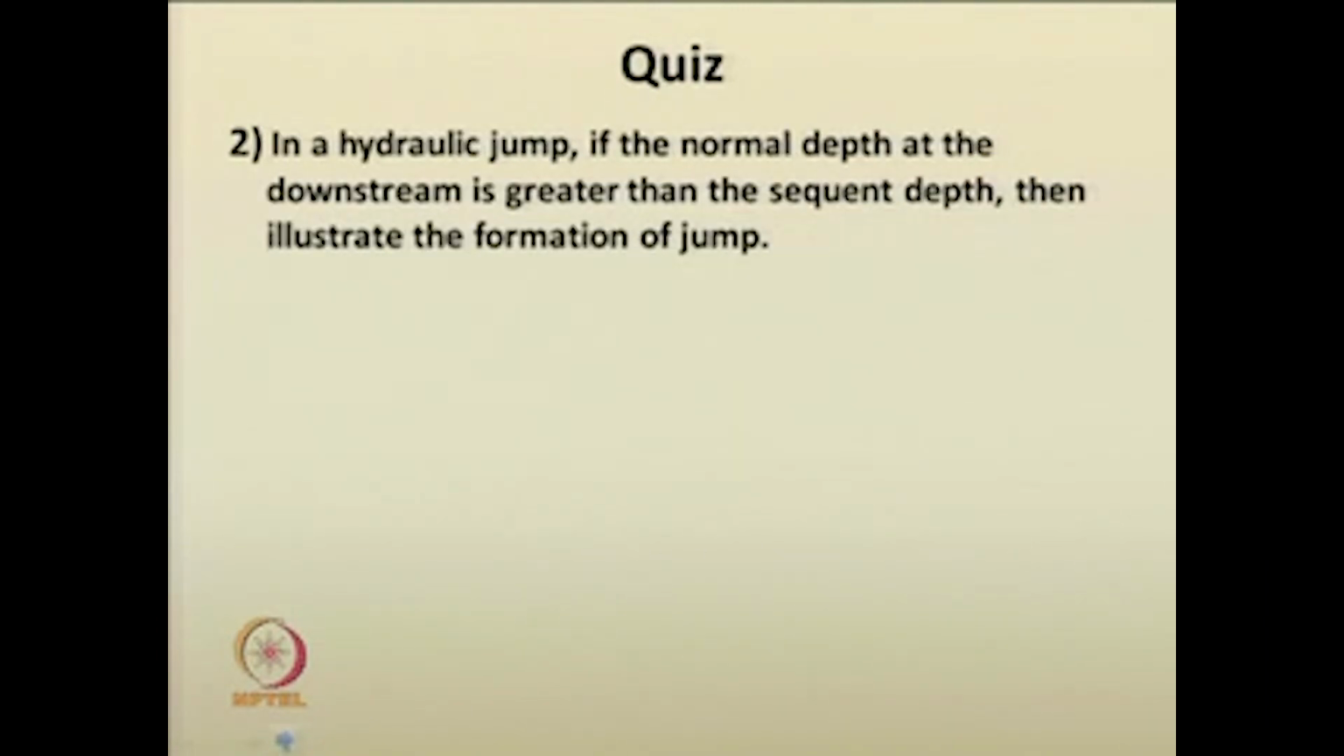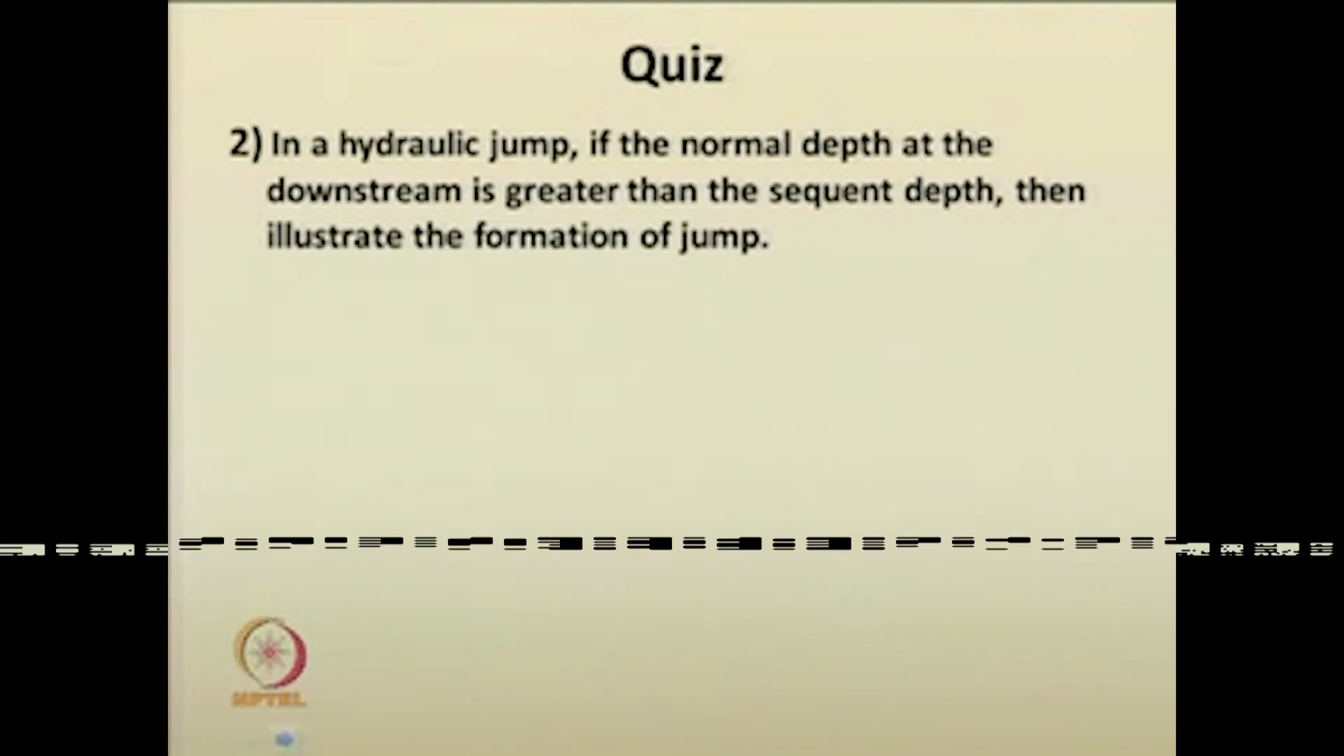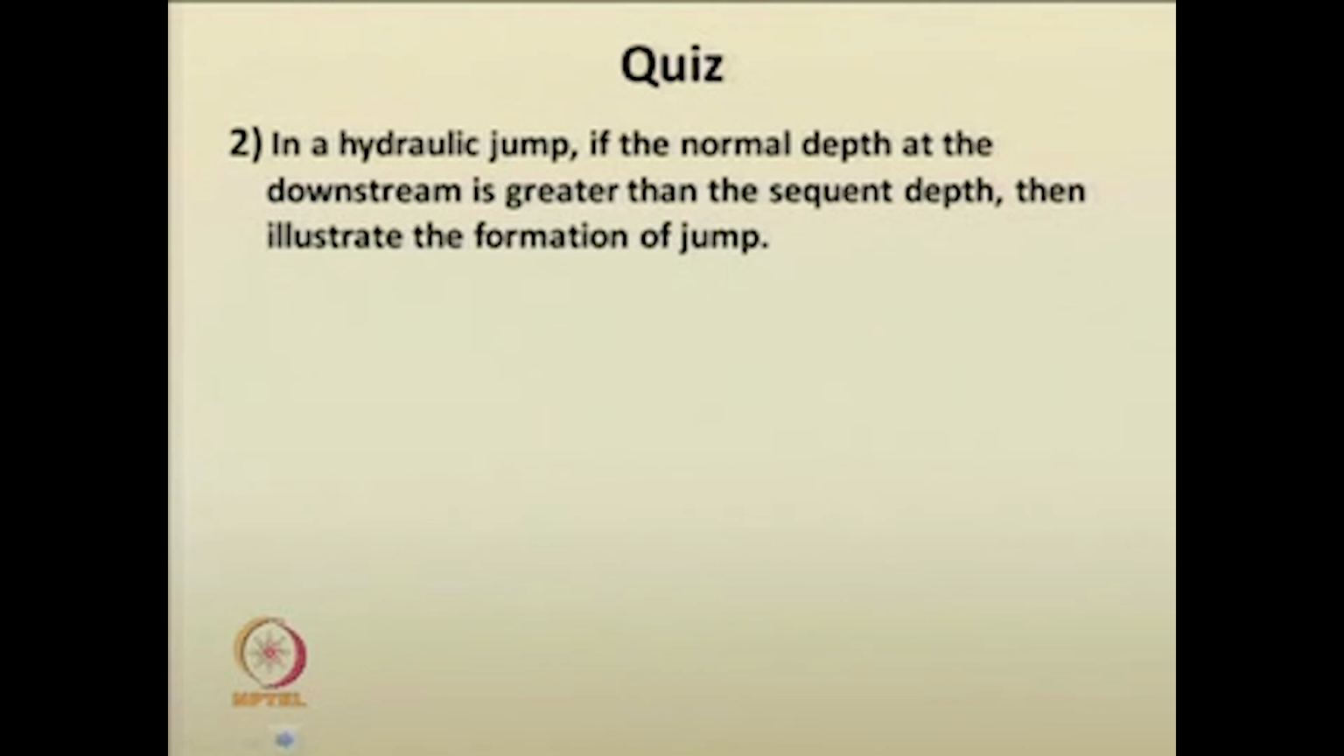Second question, in a hydraulic jump, if the normal depth at the downstream is greater than the sequent depth, then illustrate the formation of the jump. You have to figuratively illustrate that. I am not asking for any mathematical formula, you can just figuratively explain.